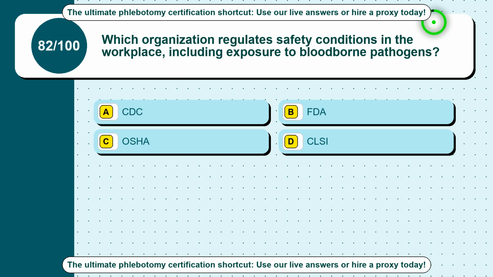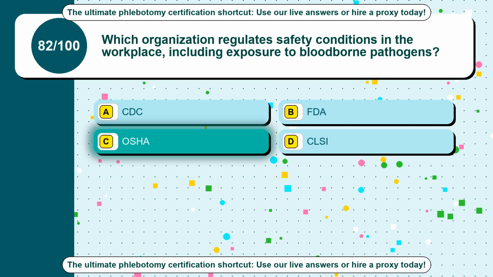Question 82. Which organization regulates safety conditions in the workplace, including exposure to bloodborne pathogens? Option A. CDC. Option B. FDA. Option C. OSHA. Option D. CLSI. The correct answer is option C.